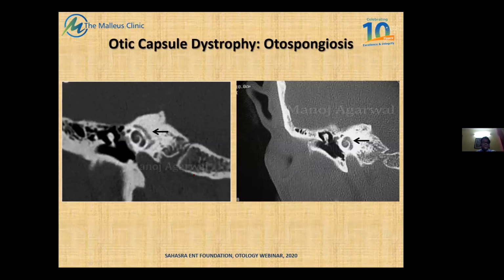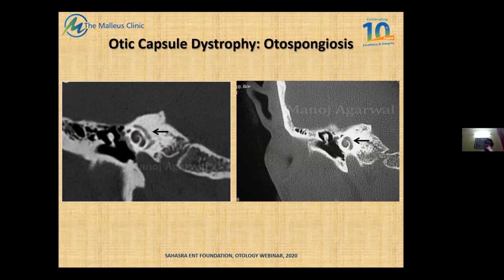Okay. So, some interesting cases now, cases which I hope all of you are fortunate enough to see. How many of you have seen CT scans of otosclerosis showing the double cochlear sign? So, this is the actual cochlea. And this is the demineralization around the cochlea. So this is the double cochlea sign of otospongiosis.